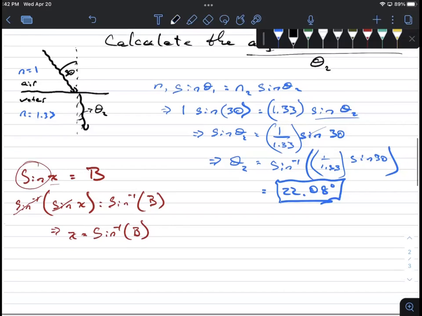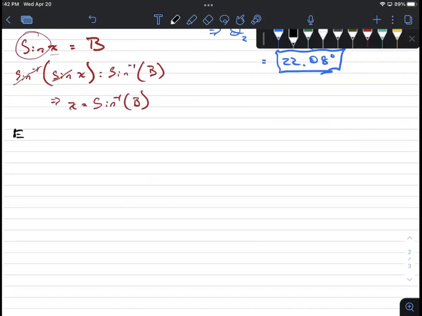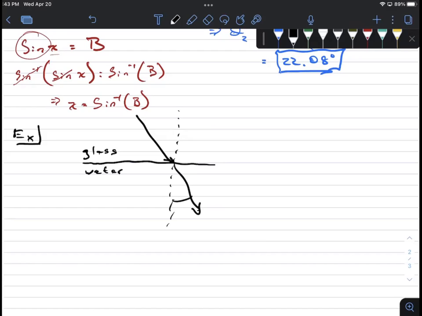All right, well, let me do one more example really quick. Let's say, and I'll just do the drawing instead of writing out all the words, this is our picture here. This is glass, and this is water. Light's coming in, and light will go out. Let's say light's coming in at 10 degrees. And the question is, what is theta 2? Well, in order to do this, of course, we need to know the index of refraction for glass is 1.5 and for water is 1.33.